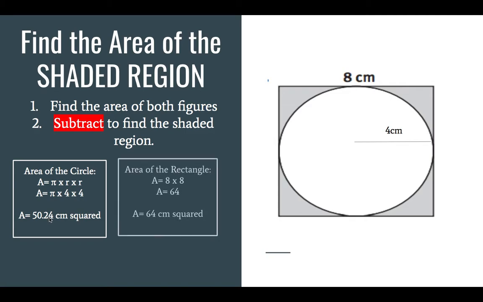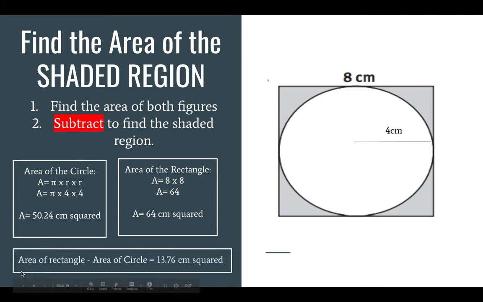Then I need to find the area of the square. The area is equal to 8 times 8, which is 64. Finally, because this is the shaded region, we're going to subtract: the area of the square minus the area of the circle, which is 13.76 centimeters squared. And that's talking about this information that is this shaded region outside the circle.